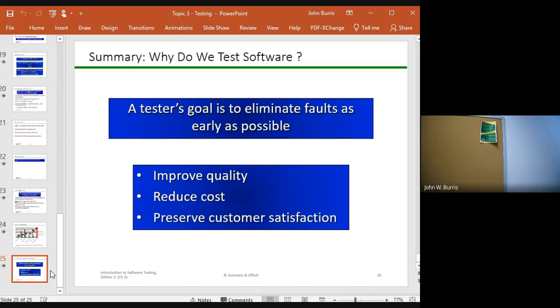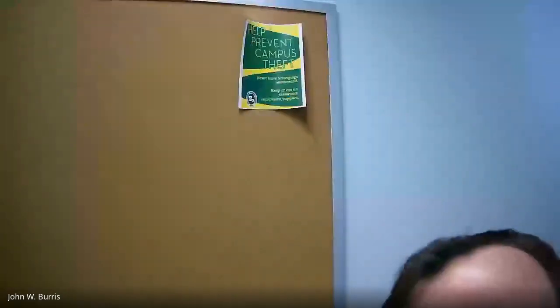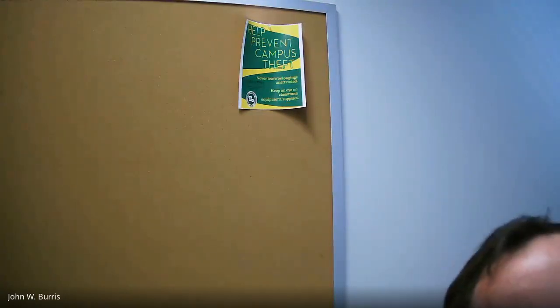So who wants to see what a unit test actually looks like? Let's actually do some real stuff. All right, so I'm going to open up Eclipse here.